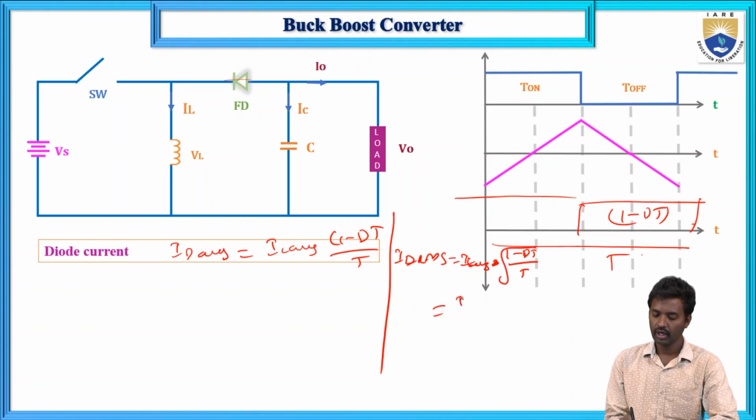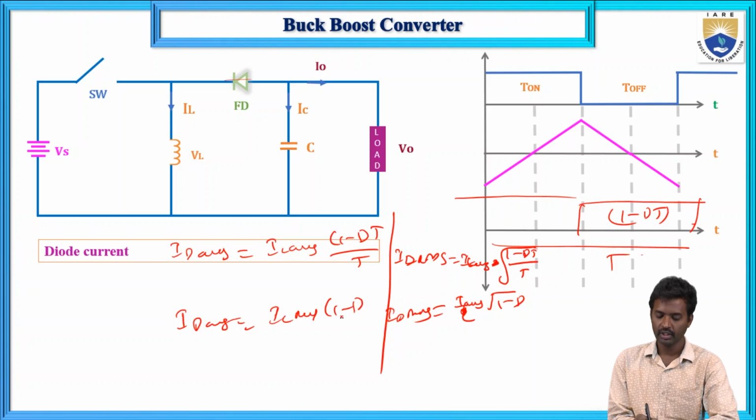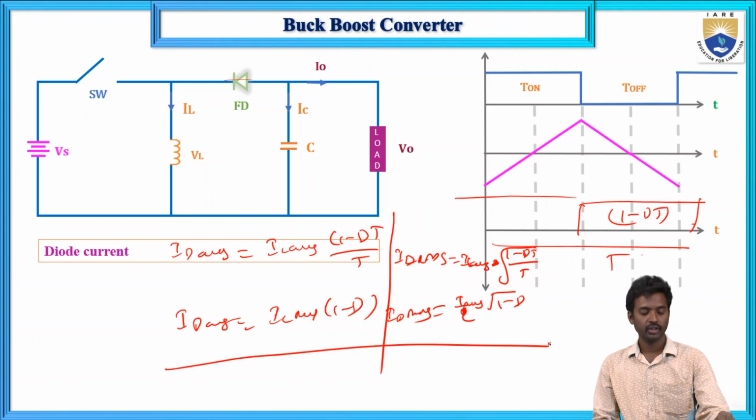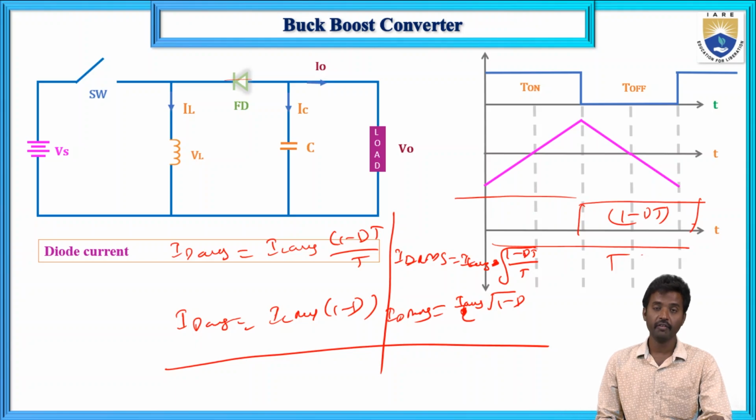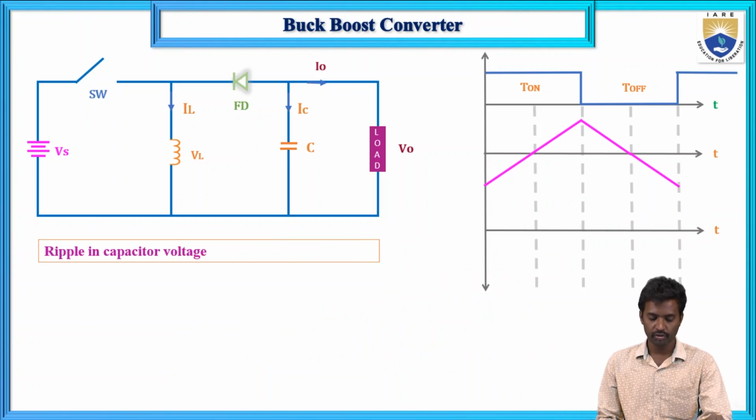So now ID RMS equals IL average into square root of 1 minus D, and this ID average value equals IL average into 1 minus D. So this is the case: the diode current average value and the diode current RMS value.